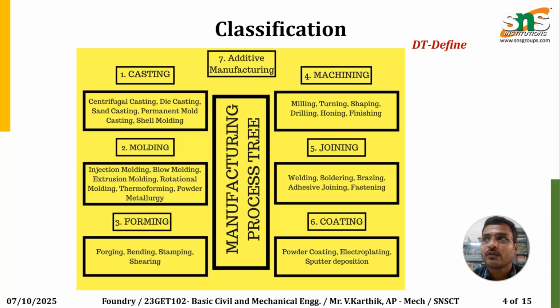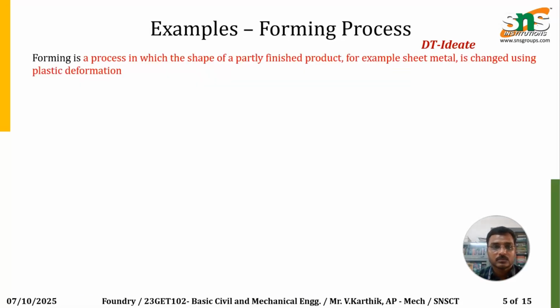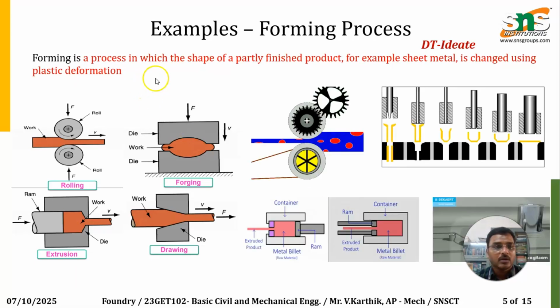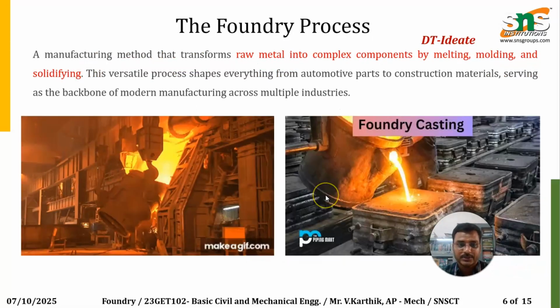Additive manufacturing is a concept newly introduced in mechanical, called the layer by layer completion of the product with 3D printing. These are some of the examples of the forming process. Forming is the process in which the shape of a partly finished product like sheet metal is made, such as rolling, forging, extrusion, and drawing. These are some of the concepts made through the forming operations.